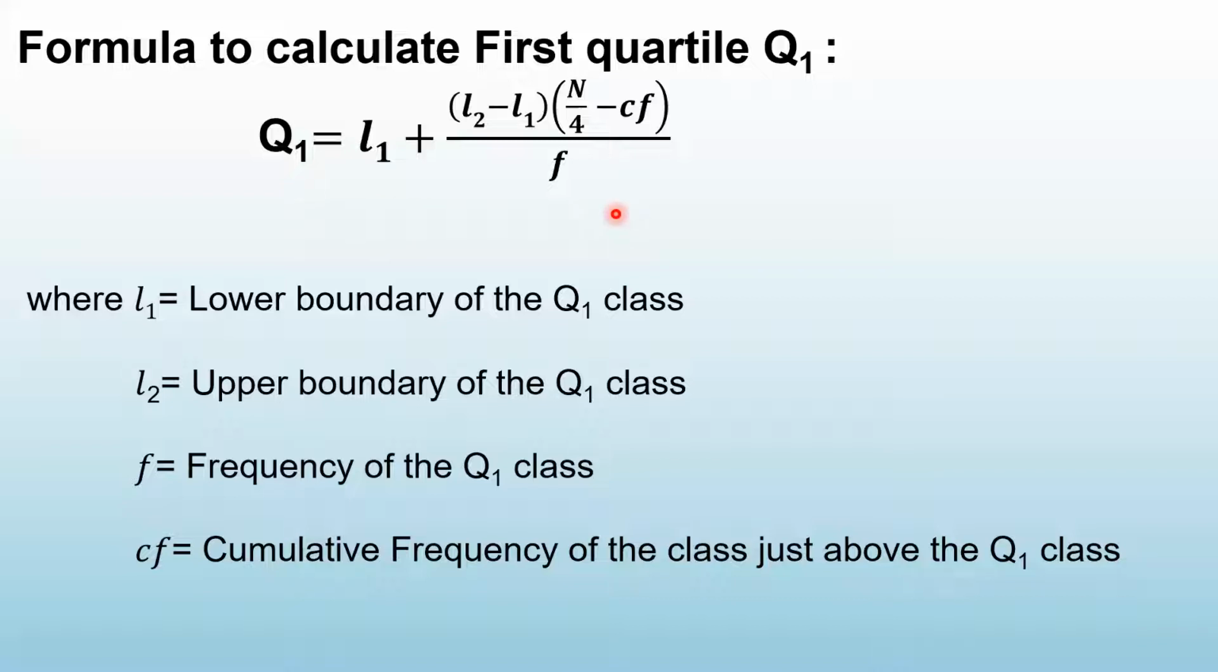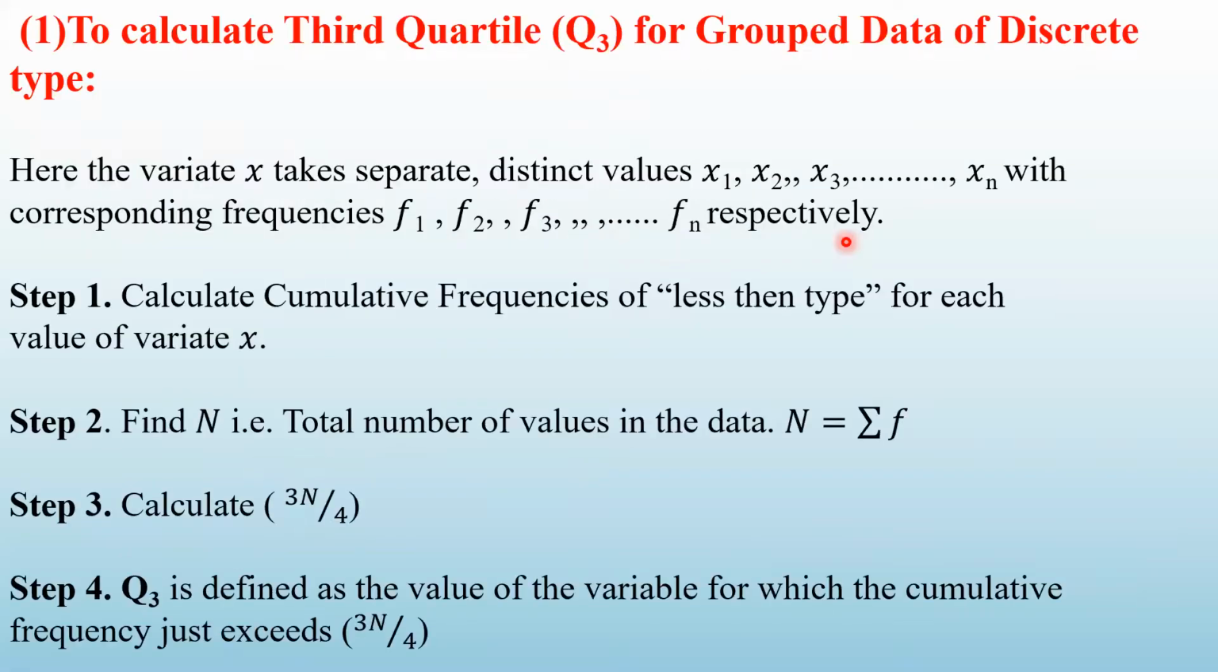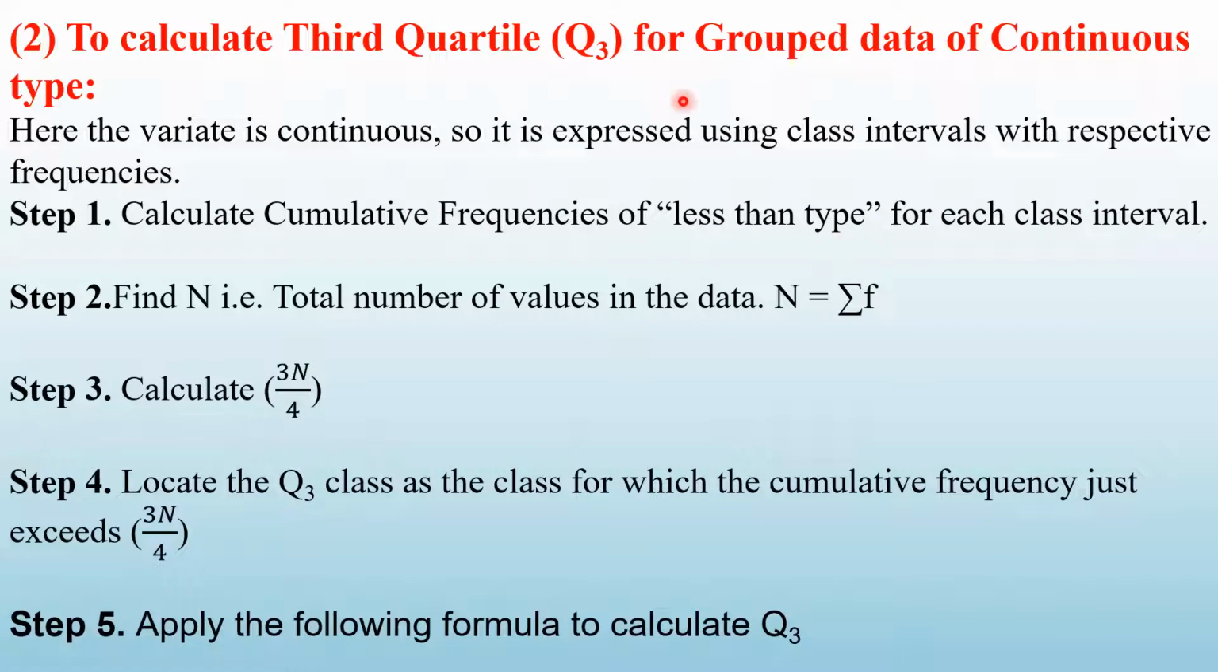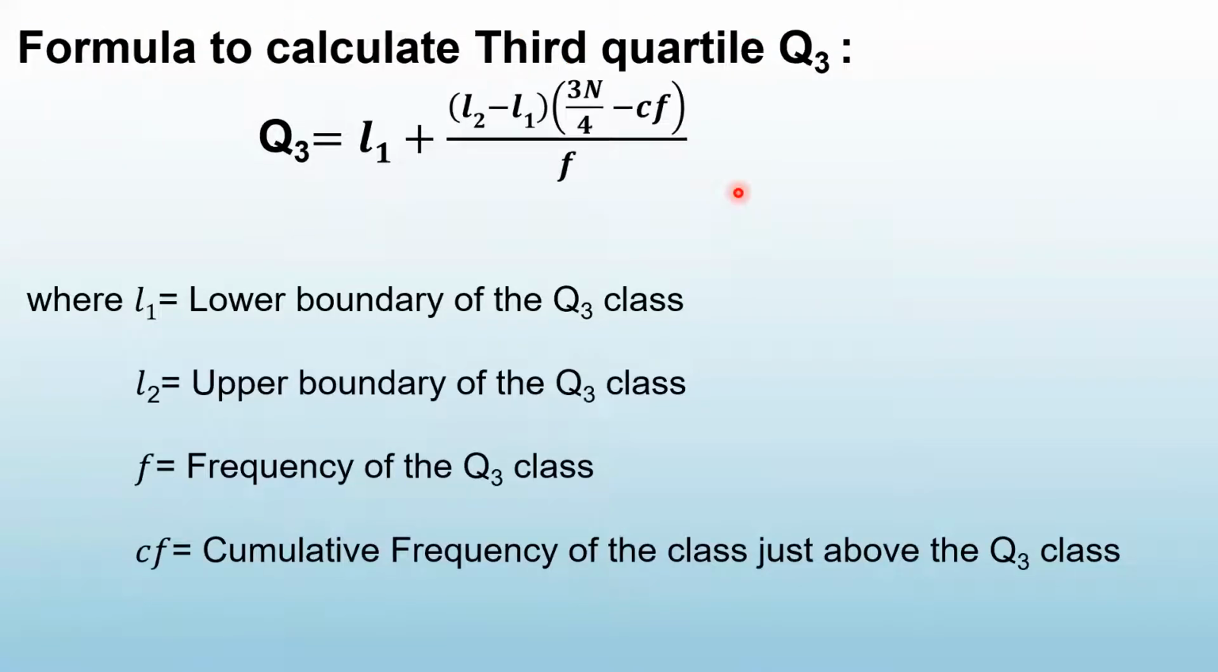Similarly, if you want to find Q3, the steps are the same for Q3. The only thing is that in the formula, instead of n by 4, you will have 3n by 4. Okay. So quickly we will see the steps for Q3 also, and then we will solve the problem. See here, to find Q3 for group data of continuous type. First step is the same, find cumulative frequencies. Second step, find n. Third step, since we are finding Q3, it is 3n by 4. Okay. Fourth step, locate the Q3 class, and in the last step, apply the formula. In the formula, here instead of n by 4, use 3n by 4.